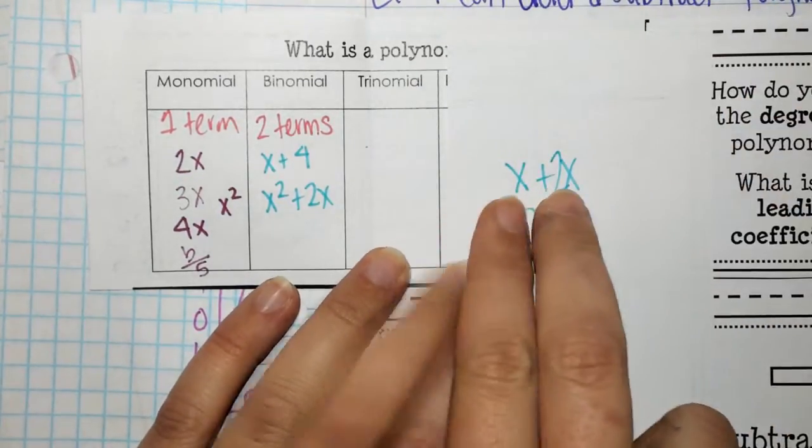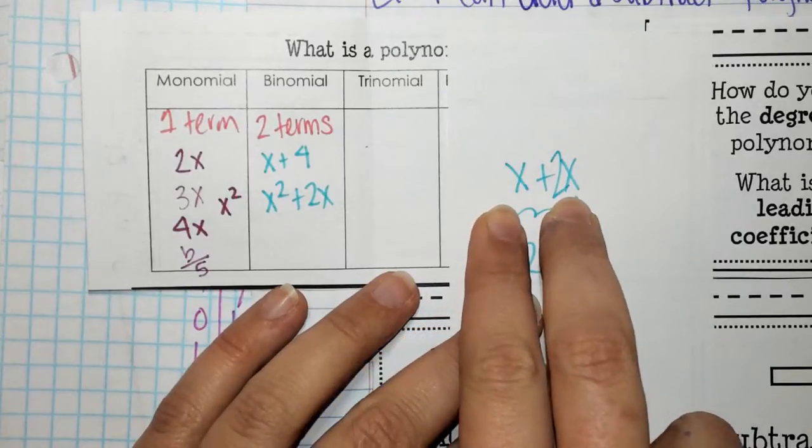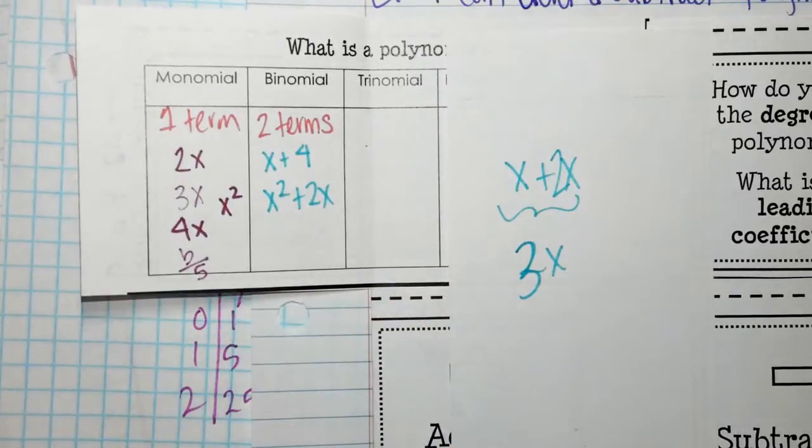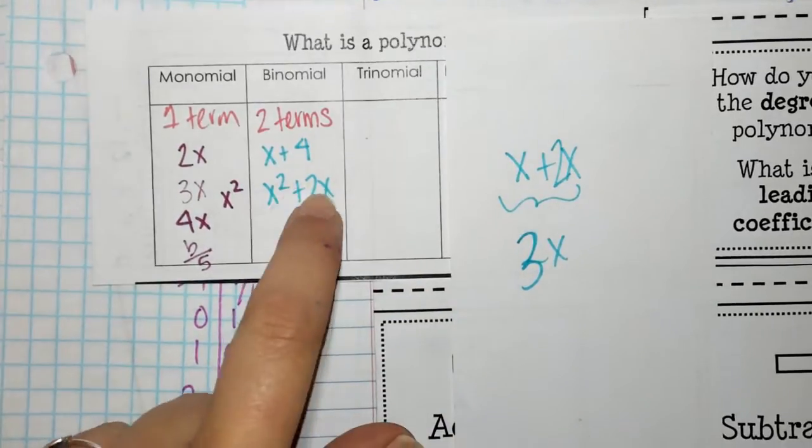So these have the same variable and the same exponent. Therefore, you can combine them and that becomes 3x. So it's 1 term. For it to be 2 separate terms, it has to have different exponents.